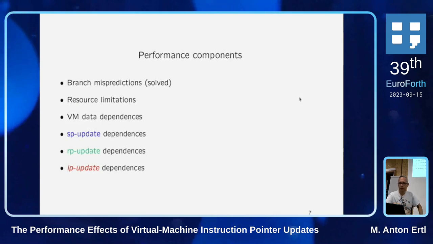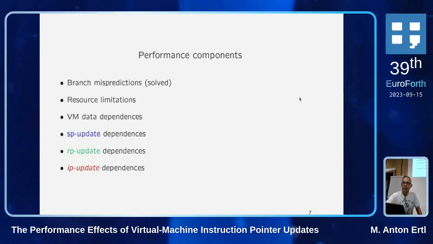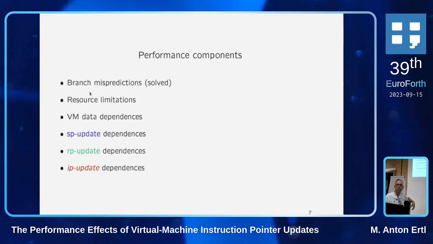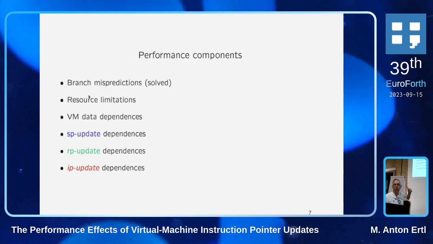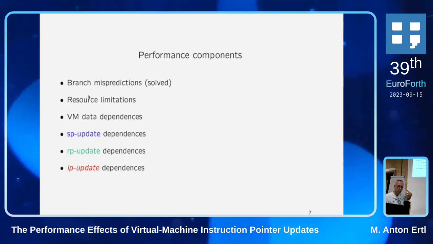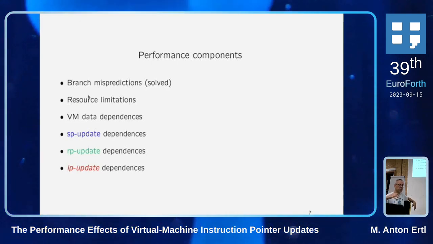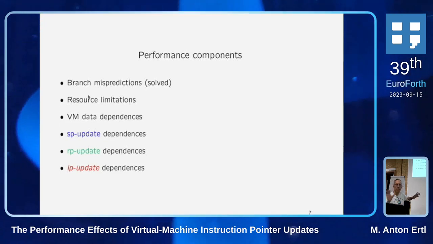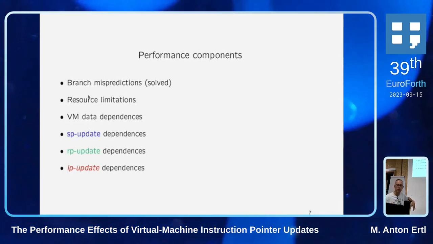To understand this behavior, we need to look at the performance components of this kind of interpreter, compiler, JIT compiler medley. Once upon a time, I wrote a lot of papers about branch misprediction, and that improved in two ways. First of all, the software measures that we did improved branch prediction, and also the hardware engineers improved the branch prediction. When we measure branch mispredictions, it's pretty low for Gforth these days.